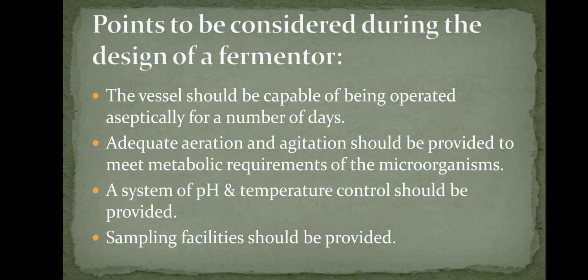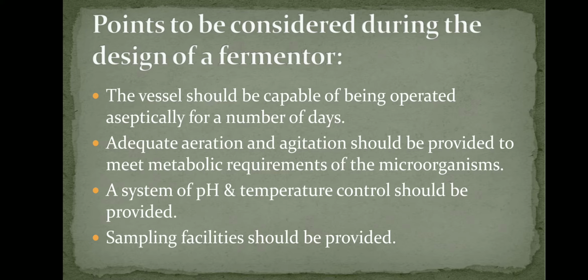The first point is the vessel. The fermenter vessel should be capable of being operated under sterile or aseptic conditions for many days. It should also provide adequate aeration and agitation to meet the metabolic requirements of the microorganism. If we are going for an aerobic fermentation, then the fermenter should have an aeration system and an agitation system, which provide oxygen to the fermentation process. Proper mixing of the nutrients and the oxygen should be there so that each cell in the fermenter tank obtains nutrition and oxygen.